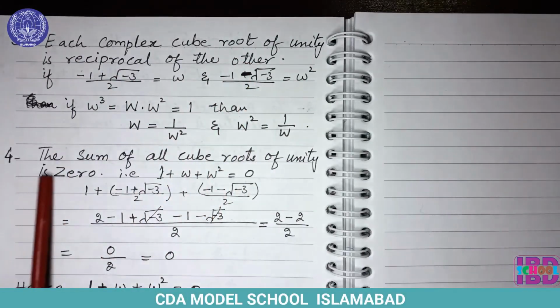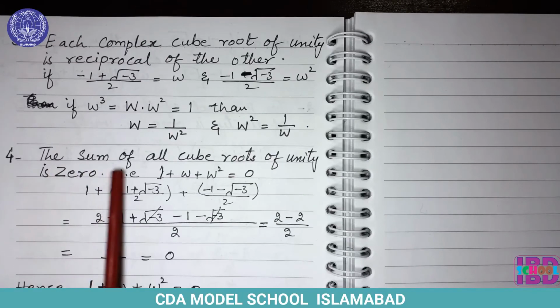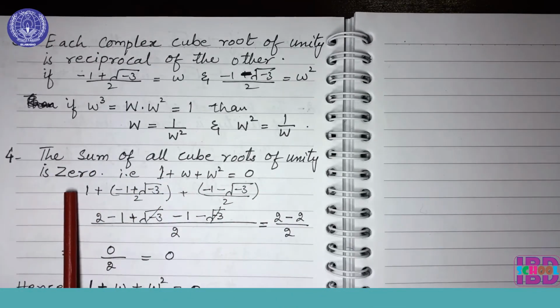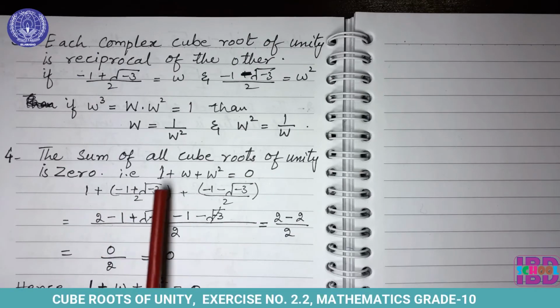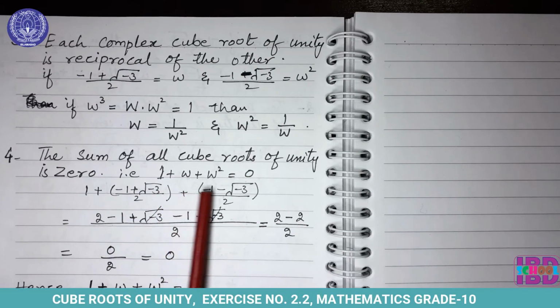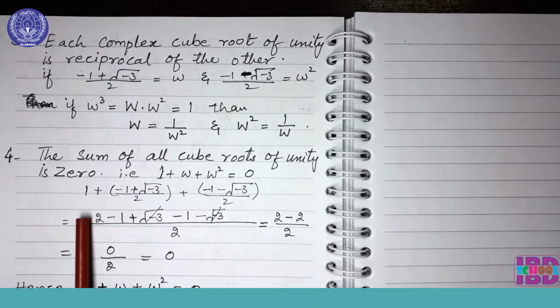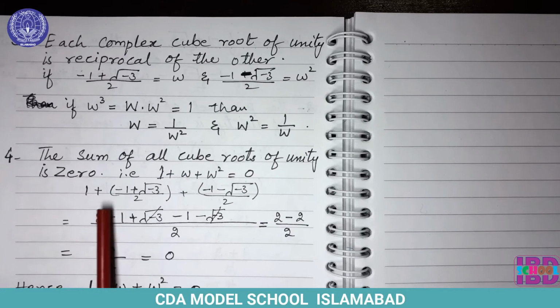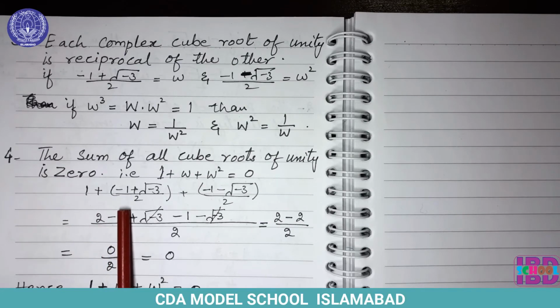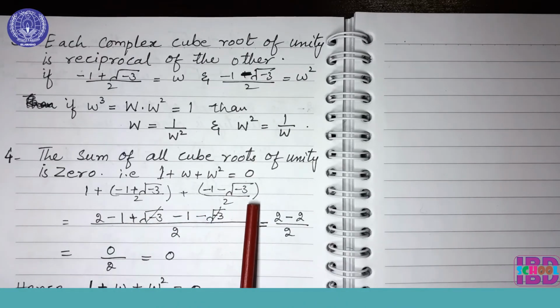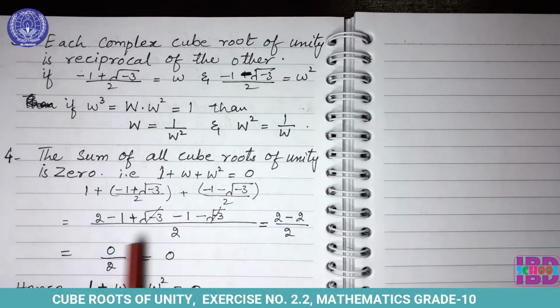Now property number 4. The sum of all cube roots of unity is 0. That is, 1 plus omega plus omega square is equal to 0. We can explain it. 1 plus minus 1 plus under root minus 3 by 2 plus minus 1 minus under root minus 3 by 2. We take LCM 2.